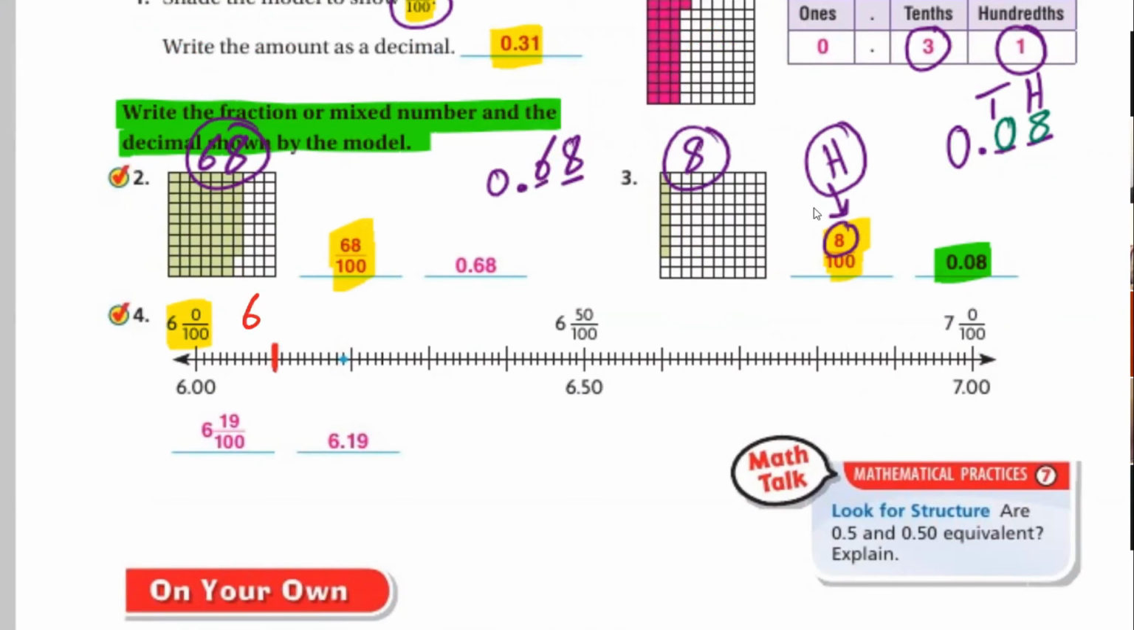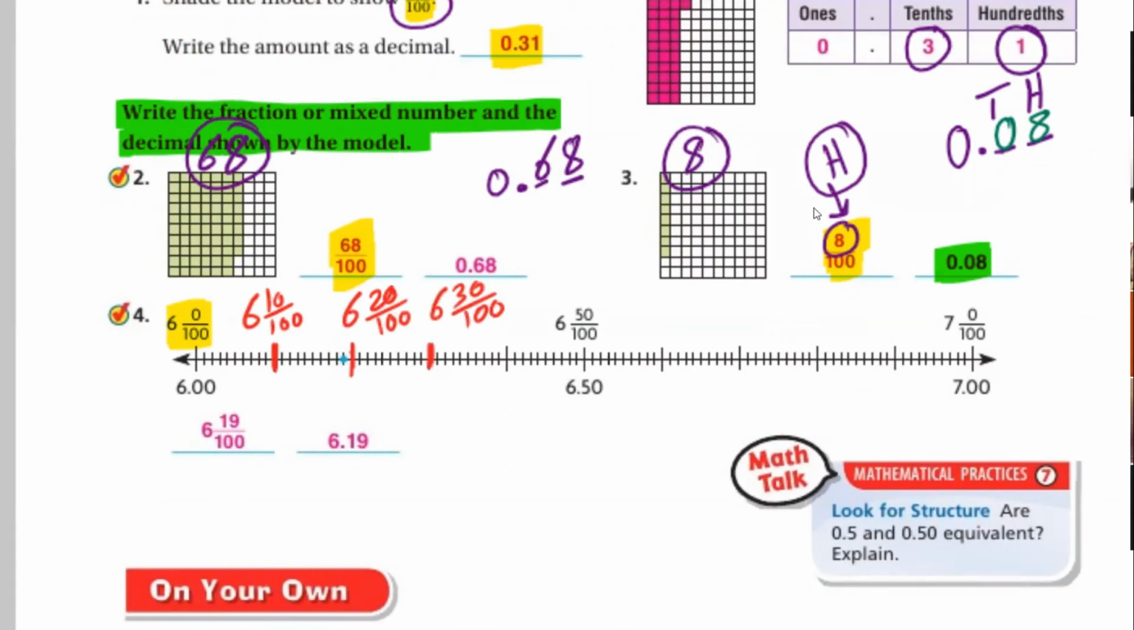This is 6 and 10 over 100, right? Yeah. And what about this? This is 6 and 20 over 100. And what about this? This is 6 and 30 over 100. And so on, okay?